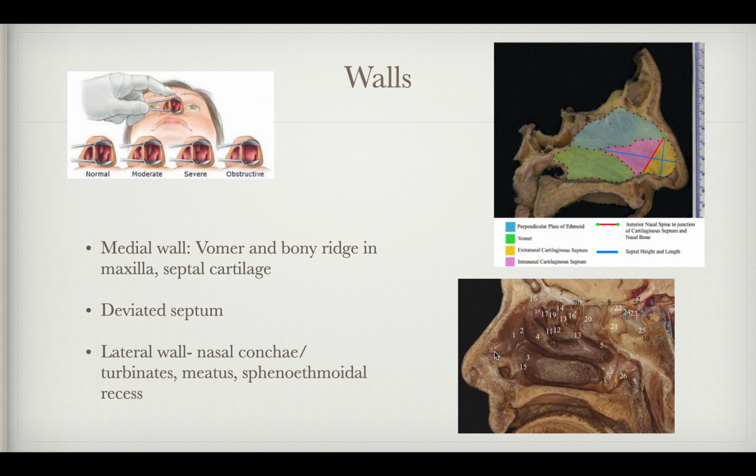Okay, so laterally is going to be the nasal concha or the turbinates. It's the older term, but they will be in the lateral wall along with the meatuses and the sphenoethmoidal recess, which is going to be all the way back here, right in between the sphenoid and the ethmoid.